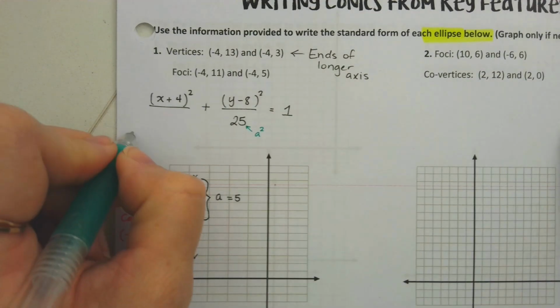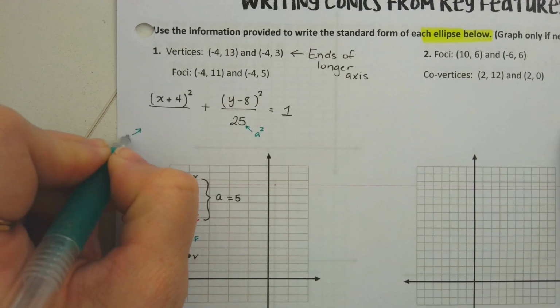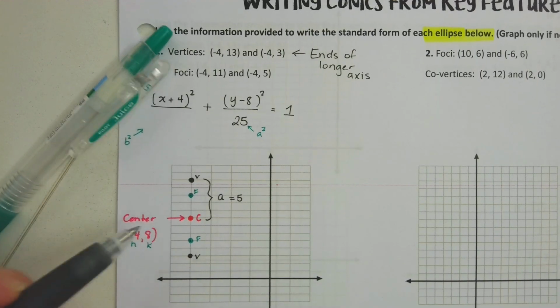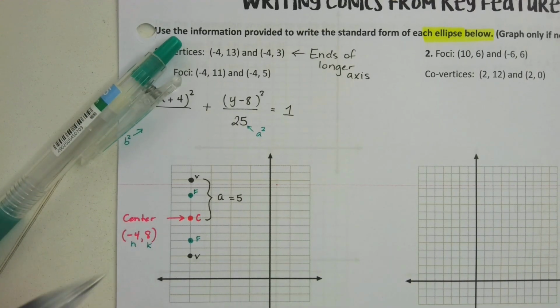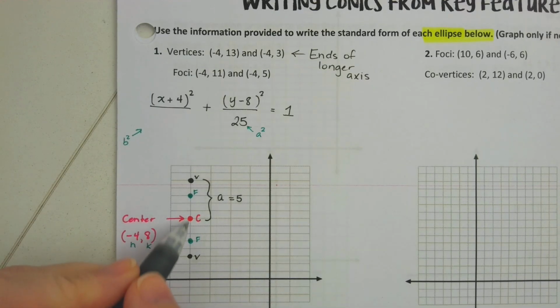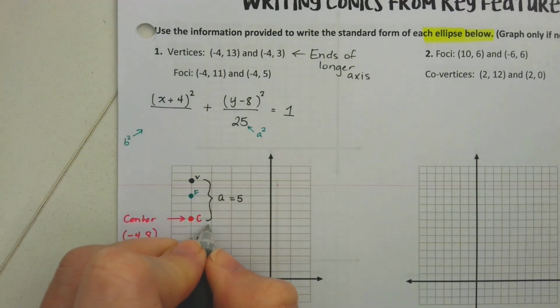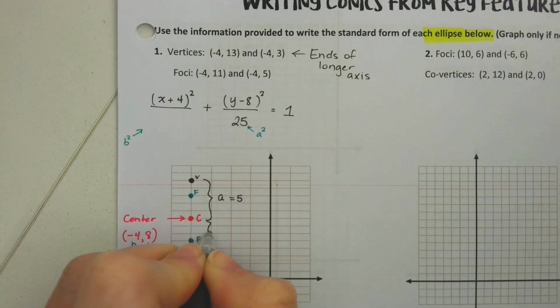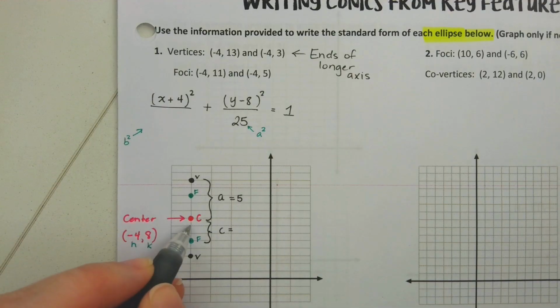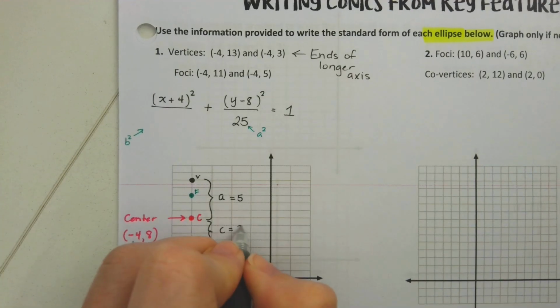And then the other one would be b squared, but we can't find that right offhand because we don't know how much we counted in the x direction. They didn't give us co-vertices to figure that out, but we can use how much it is to get from the center to the focus. That would be a distance of c. So center to the focus, c is, how much would that be? 1, 2, 3. Yes, c is 3.